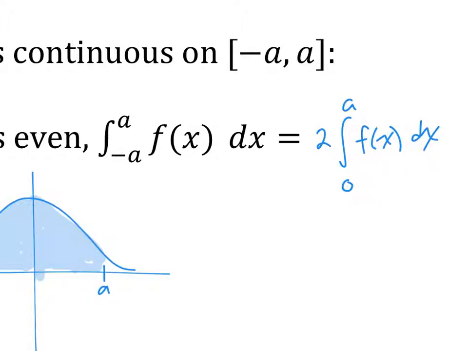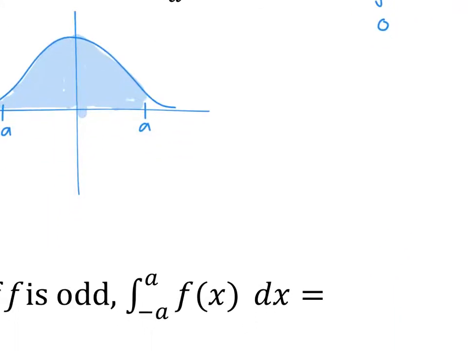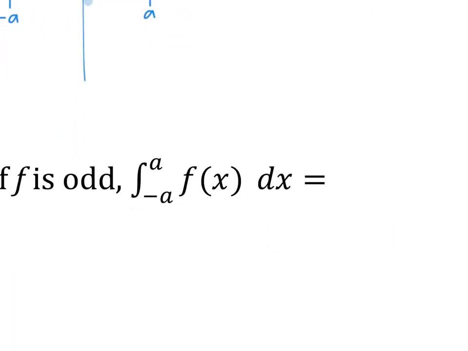All right, second case, second symmetry. If f is odd, what does odd mean? Symmetry across the x-axis? No, that would be easy. f of negative x equals negative f of x. But how does it look as a graph?